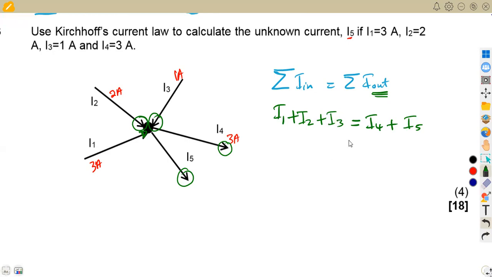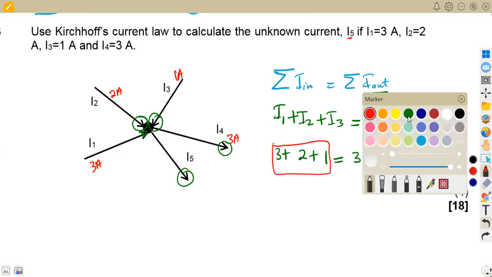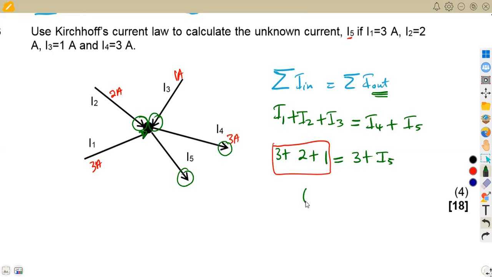So this means we can substitute our values. I1 being 3, I2 being 2, plus I3, which is 1. This is equal to I4, being 3, plus I5. So we want to calculate I5. As you can see, you can make this the subject and combine these together. That is, we are going to obtain 6. Transpose the 3, so 6 minus 3 is equal to I5.